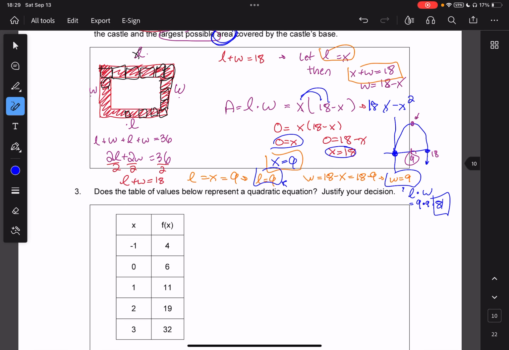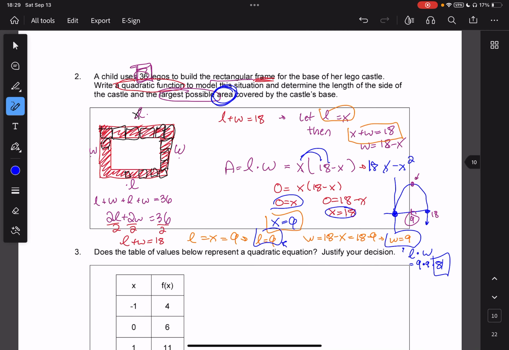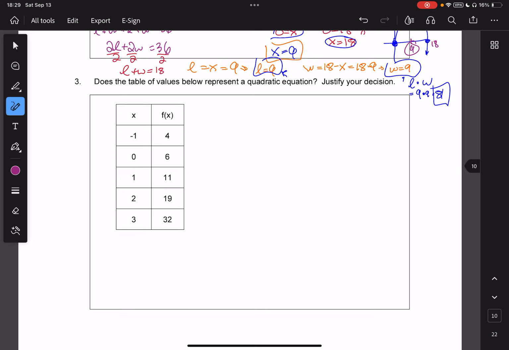It was a lot of work, but just to summarize this, she's finding a rectangular frame. So that's why we knew it was perimeter, because she's finding a frame. Then we had to write a function to model the length of the side, and we had to maximize it to find out what our largest possible area. So we had to find the maximum, which was 9. Then we can find 9 times 9, which is 81, which is our area.